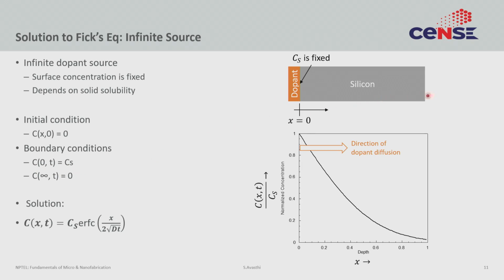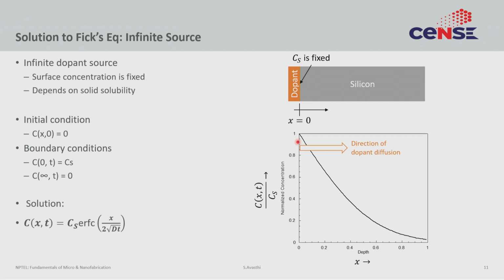And very far away on this extreme, say supposing this silicon is infinitely long, at the extreme end, no matter how much you diffuse, you will never have any concentration. So, there will always be a gradient and the concentration far away into the bulk of silicon is 0. With these conditions, if you solve that double differential equation, you will get an error function profile. I have plotted the normalized error function profile here as a function of depth.